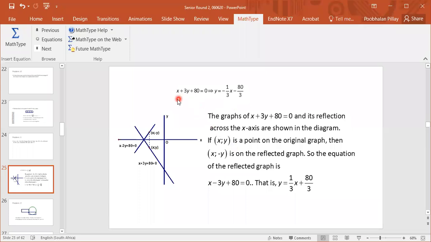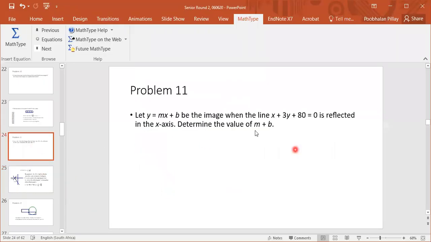So there's your original equation, x plus 3y plus 80 equals 0. The y has to be replaced by negative y. So then the new equation becomes x minus 3y plus 80 equals 0. That's what we got, right? And the question says, this new line is your reflected line now. It's a new equation. This is your reflected line. And they say if you write it as y equals mx plus b, that's what they've got here. y equals mx plus b is the image of the reflected line. So we need to write that in that form.